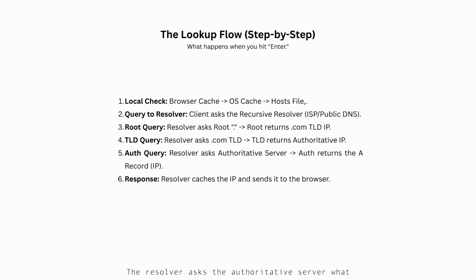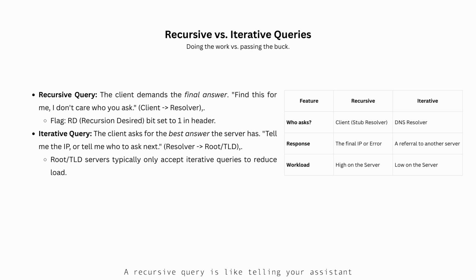The resolver asks the authoritative server, what is the IP of www.example.com. It gets the A record containing the IP address. The resolver then caches the IP for future use and sends the response back to your browser. This entire chain happens in milliseconds. A recursive query is like telling your assistant, get me a pizza. You expect the pizza. An iterative query is like asking a stranger, where's the pizza place? They point down the street. Your computer makes a recursive query to the ISP. The ISP makes iterative queries to the root and the TLDs to find an answer.